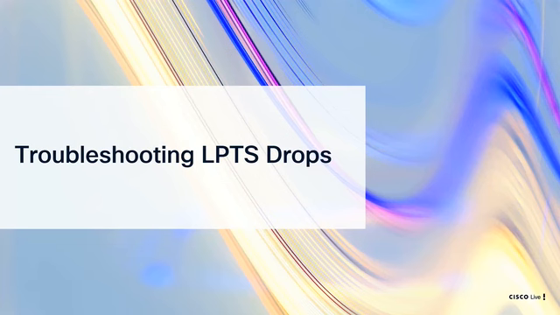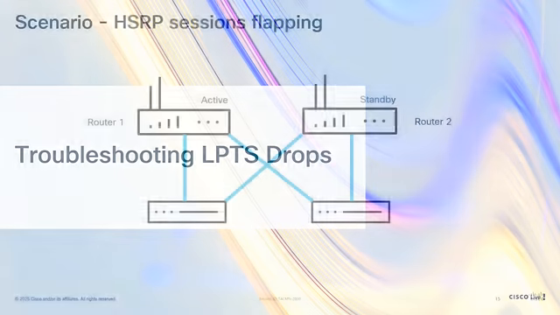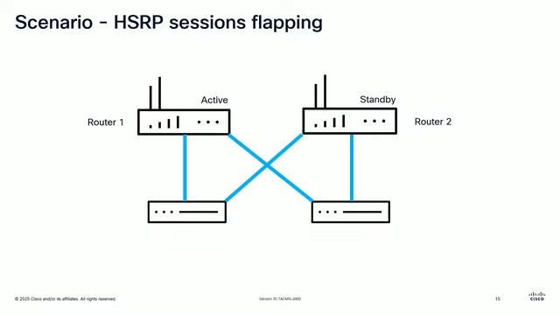Thank you, Mario. Before starting with troubleshooting LPTS drops, I would like to mention that we are sharing a real scenario that can happen in your network. Actually, it is a very basic topology. We have just two routers acting as active and standby for HSRP. And for this scenario, we have the HSRP sessions flapping.